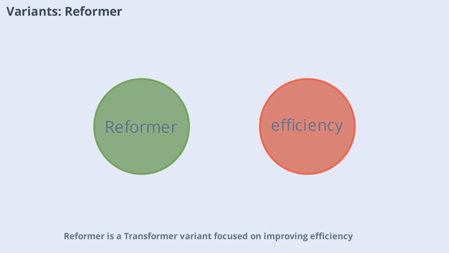Reformer is a transformer variant focused on improving efficiency. It uses techniques like locality-sensitive hashing and reversible layers to reduce memory and computation requirements. These innovations make it possible to train very large models on limited hardware, expanding the accessibility of transformer technology.